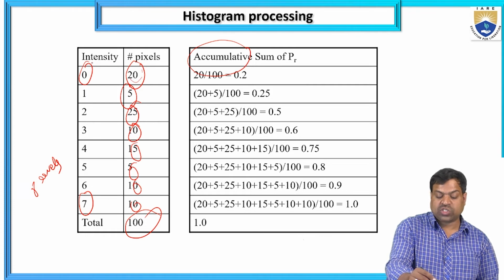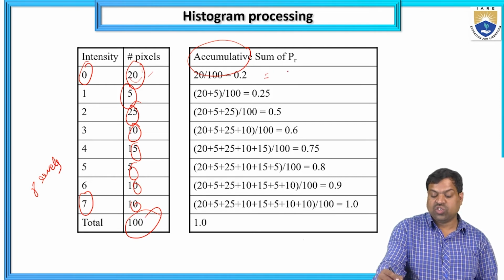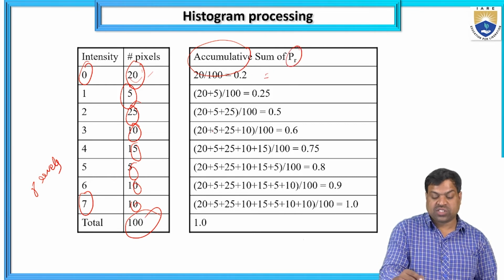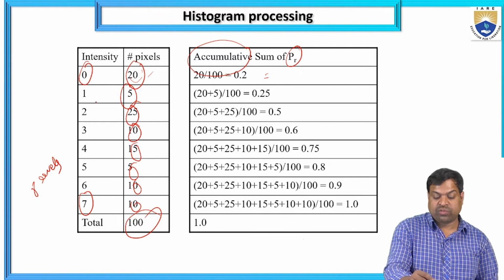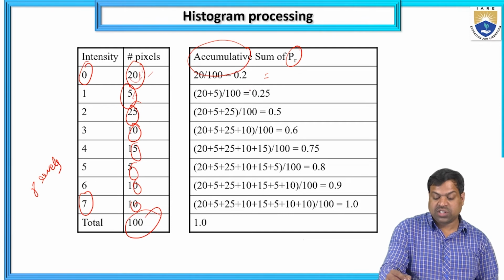First, intensity value 0: the pixel count is 20. So 20 by 100 gives 0.2. That is the p_r value. Next, intensity 1 has 5 pixels, so 20 plus 5, divided by 100.